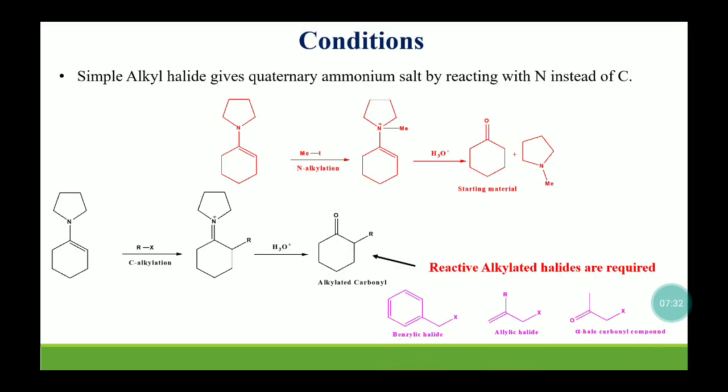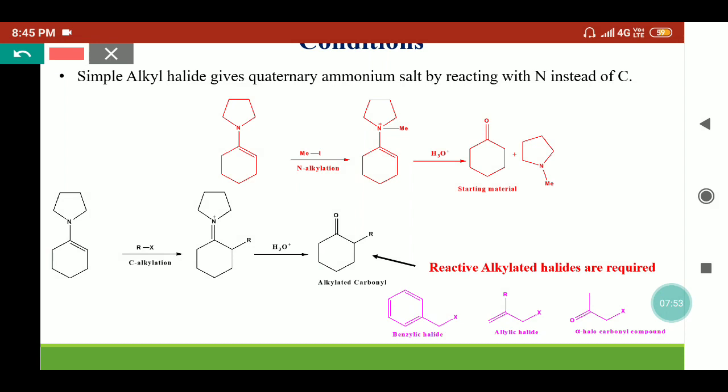Here we will see one or two conditions which we have to keep in mind for the Stork enamine reaction. If we are treating the enamine with a simple alkyl halide like methyl iodide, then instead of carbon alkylation, it gives the N-alkylation product. That means the alkyl group will go to the lone pair of nitrogen. So here we will get the quaternary ammonium salt, which can hydrolyze to the initial starting materials, cyclohexanone and methyl pyrrolidine. So it does not give the Stork enamine reaction or the alkylated carbonyl compound.